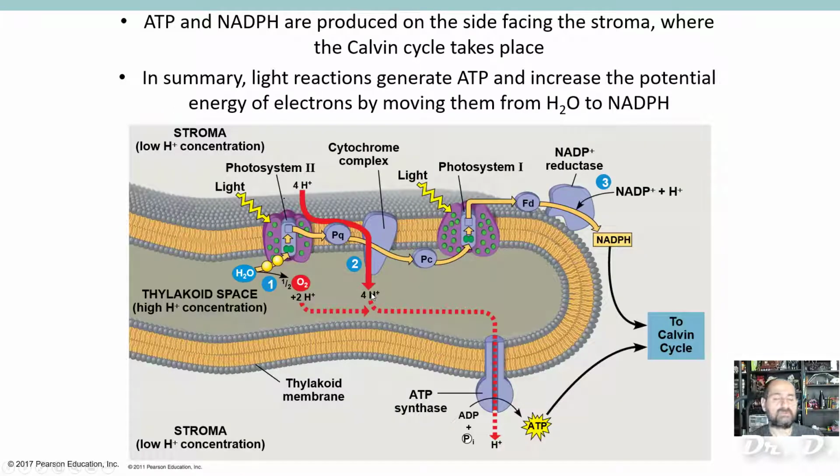So again, let's do an overview. What are the products of linear electron flow during the light reactions of photosynthesis, which is what you see here? The products are NADPH, ATP, and oxygen. And what was required for the light reactions? Water and light, correct?